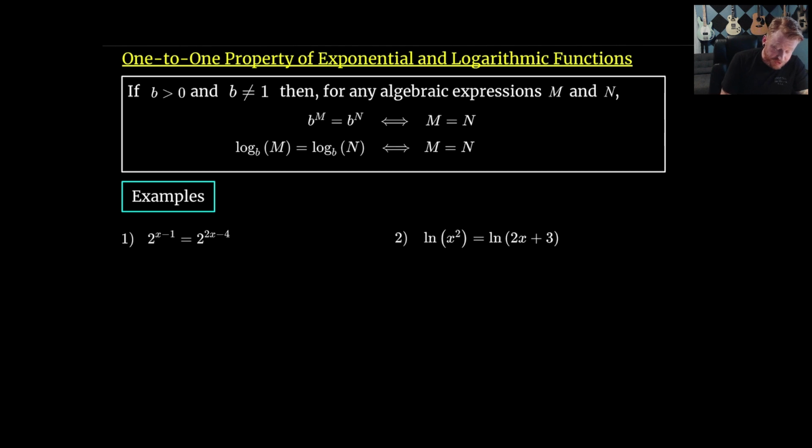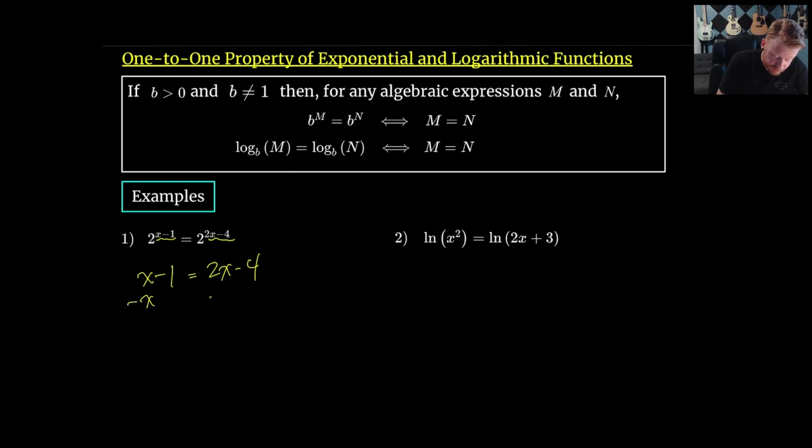So the first one, we have 2 to the x minus 1, that whole thing is in the exponent, and we have 2 raised to the 2x minus 4, with that whole expression in the exponent. Since those bases are exactly the same, we can just focus on the exponents. We can focus on just the x minus 1 being equal to just the 2x minus 4. Since those bases are exactly the same, and we have two expressions being equal to each other, the only part that doesn't match are the exponents, which means that those exponents must be the same. So now we can solve for x here.